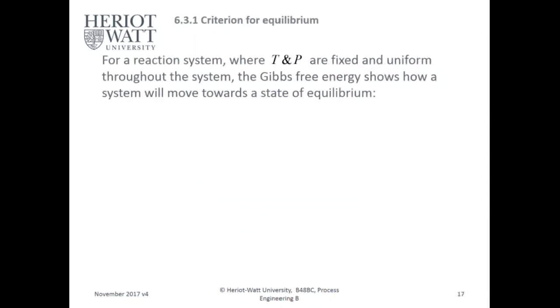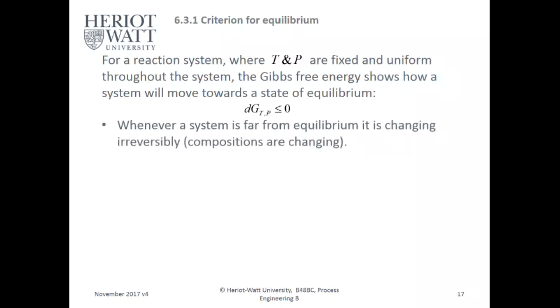For a reaction system where temperature and pressure are fixed and uniform throughout the system, the Gibbs free energy shows how a system will move towards a state of equilibrium. So dG with respect to temperature and pressure is smaller or equal to 0. This determines where your equilibrium is going to move. So it refers to all chemical reactions as well. It refers to thermodynamic behavior, so pressure, temperature, volume changes, but also to chemical reaction changes. So you need to minimize this to find the equilibrium point of your reaction. That's all you need to know for now.